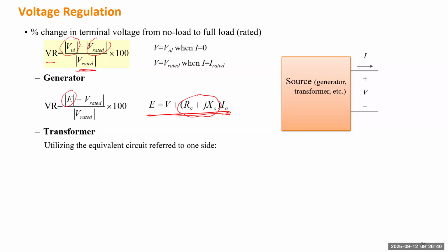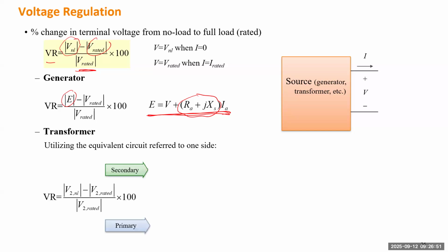For a transformer, we can also use a similar concept to evaluate the quality of a transformer to behave as a source. But we need to utilize the equivalent circuit referred to one side. So for a transformer, based on the original definition, because we're going to use the secondary side voltage to connect to a load, the secondary side voltage at rated value will be the V rated. And the source voltage will be the secondary side voltage when you open the circuit, and divided by the rated voltage.